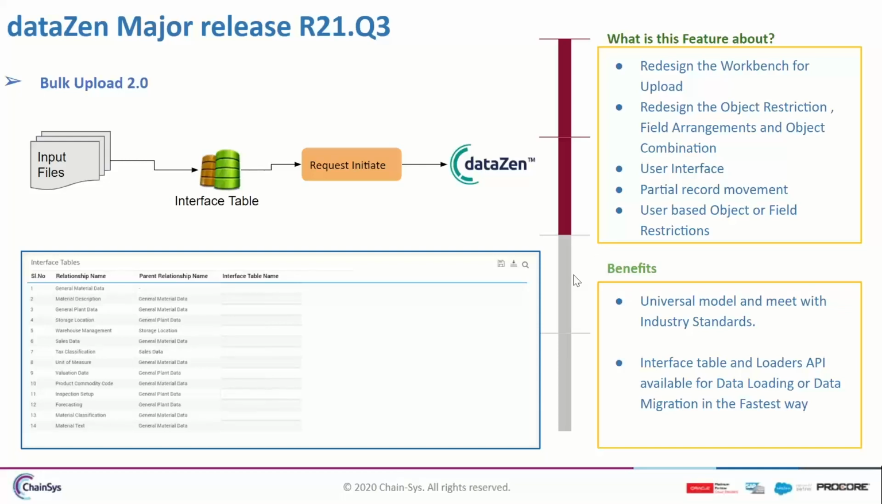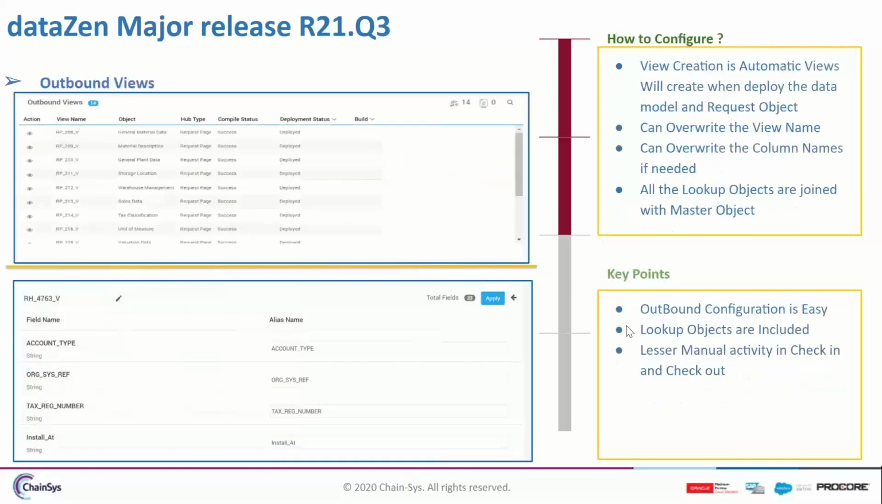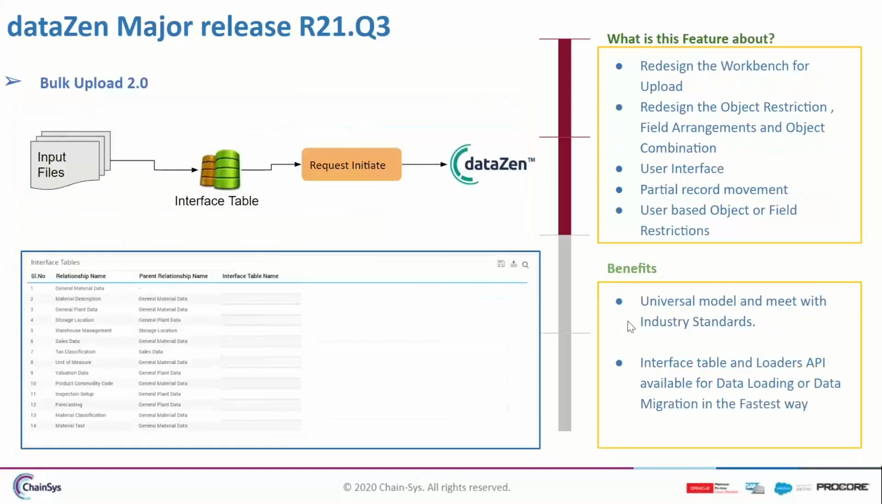But today, with bulk upload 2.0, we have completely redesigned the entire workbench for upload, and object restriction, field arrangements, and object combination, anything, we can do today. The user interface is very lightweight and easy to use; users can go and input the files. Files are stored in the interface table automatically through the loaders, and users can pick the batch for which they want to raise the request. Automatically, the request will be initiated from the interface table to dataZen.